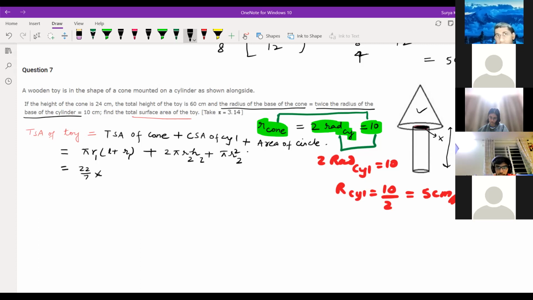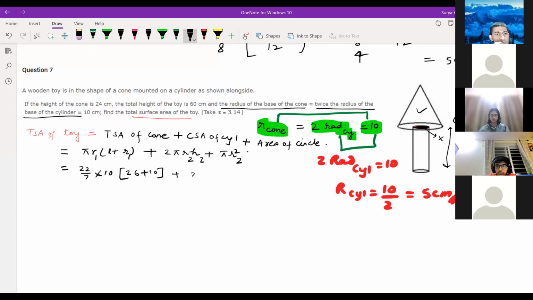So 22 by 7 into R1, that is 10. Again multiply by L, which we have to find. L will come root over 24 square plus 10 square. On solving, what do you get? 576 plus 100 gives 676, so the answer is 26. So we write here L is 26. So L plus R1 is 10.